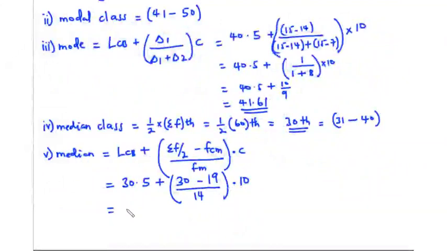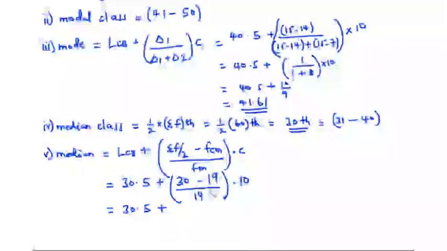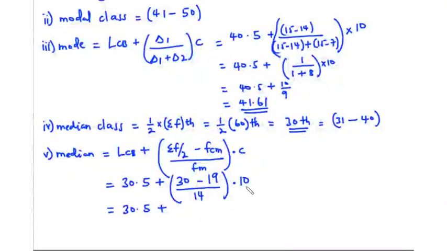Now let's simplify. So we have 30.5 plus 30 minus 19 is 11. So 11 times 10 is 110 divided by 14. So we have 110 divided by 14. So 30.5 plus 110 divided by 14 gives 38.36. So this is the median.